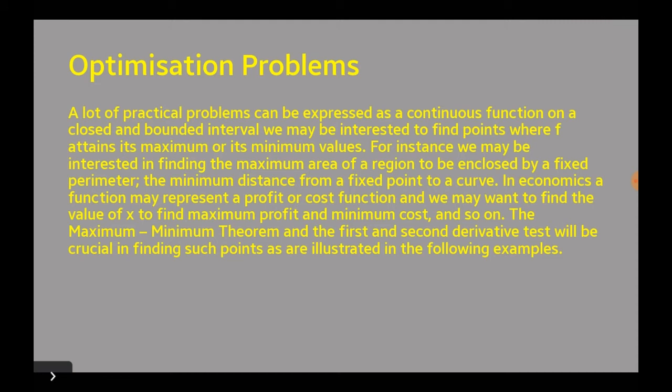Optimization problems. A lot of practical problems can be expressed as a continuous function on a closed and bounded interval. We may be interested in finding points where f attains its maximum or minimum values. For instance, we may be interested in finding the maximum area of a region enclosed by a fixed perimeter, or the minimum distance from a fixed point to a curve. In economics, a function may represent a profit or cost function, and we may want to find the value of x that gives maximum profit or minimum cost, and so on. The maximum-minimum theorem and the first and second derivative tests will be crucial in finding such points, as illustrated in the following examples.